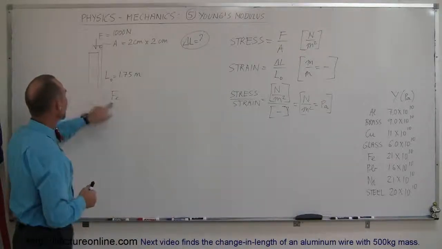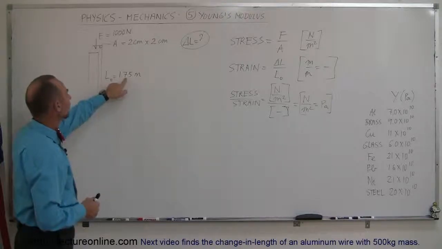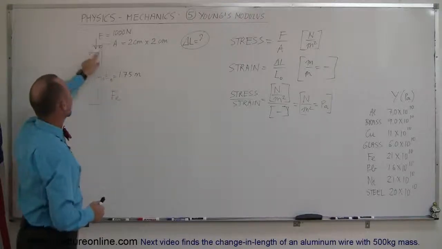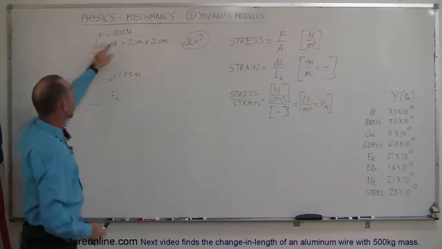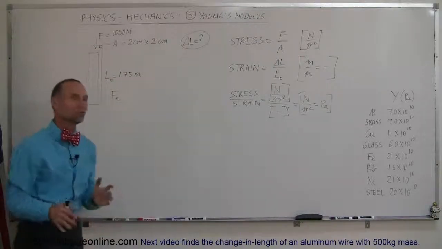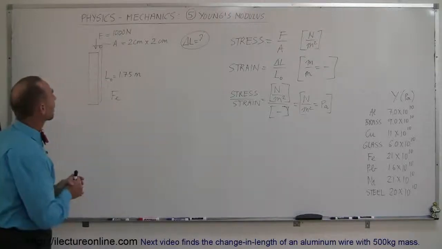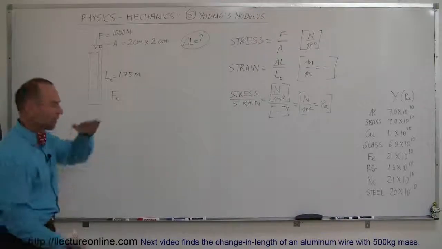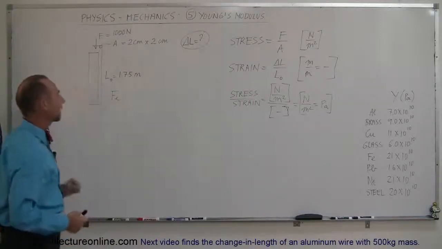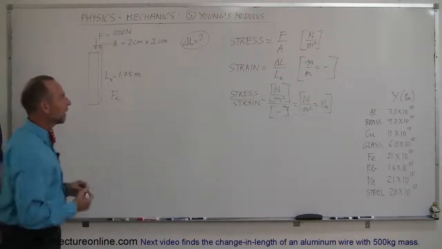All right, so now let's do our problem. We have a beam made of iron. The length originally is 1.75 meters. The cross-sectional area of the beam is 2 centimeters by 2 centimeters. And the amount of force we're applying is 1,000 newtons, that's roughly about 200 pounds or so. So how much will that beam shrink in size? How much will it be deformed under that kind of force? All right, let's find out.